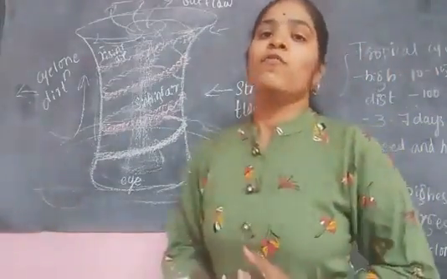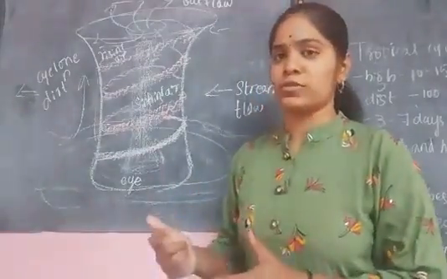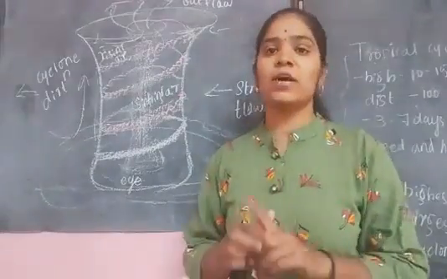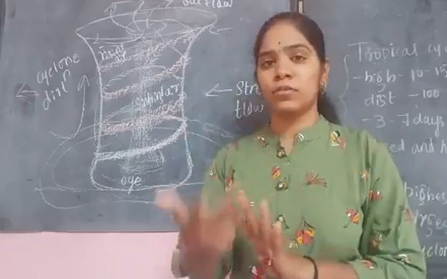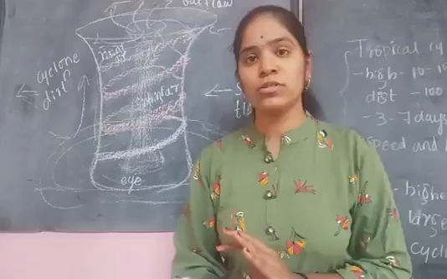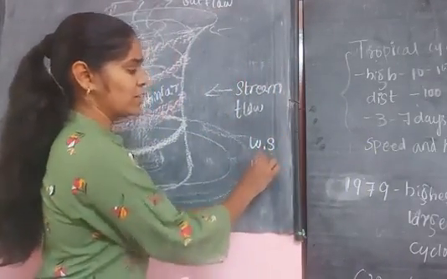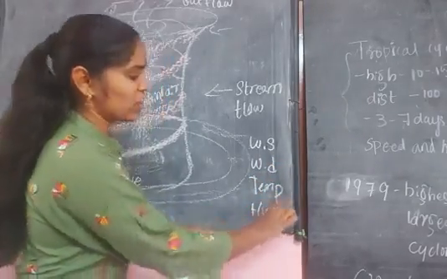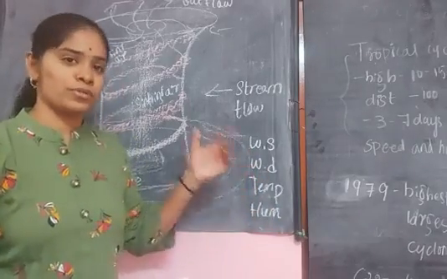So the main factors upon which cyclones depend, meaning there are some factors for which cyclones are produced, are firstly the wind speed, wind direction, temperature, and humidity. Okay, if I ask you to write the factors which affect the cyclones, you should write the wind speed, wind direction, and the temperature, and then the humidity. Okay, so these are the four main factors that cause a cyclone to be produced.